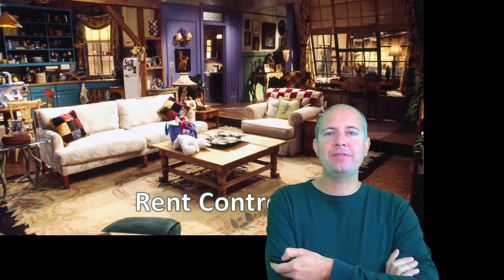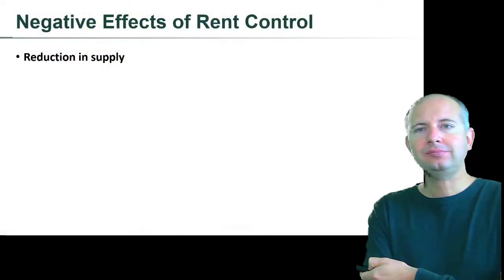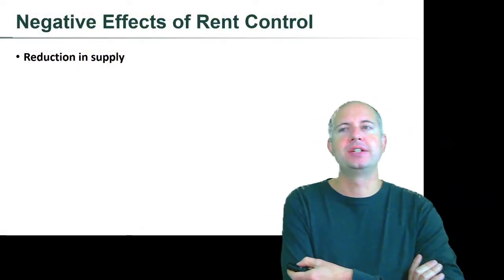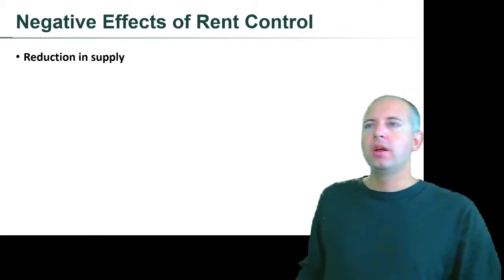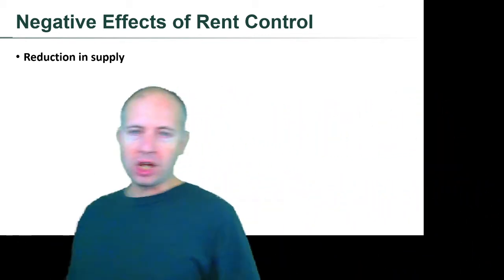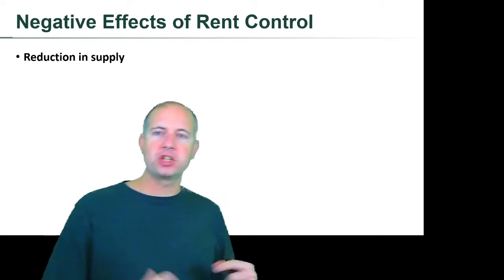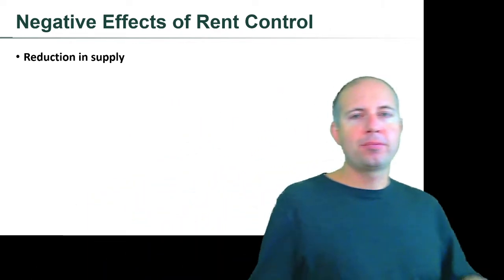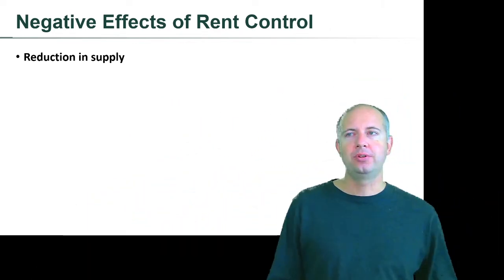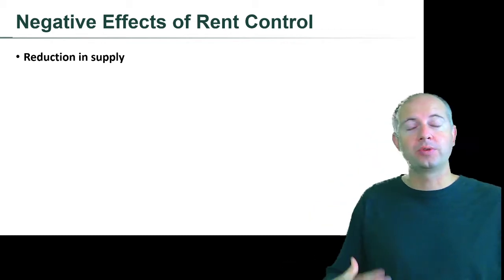So what are the negative effects of rent control? First thing we have is a reduction in supply. What that means is we just talked about how we'll see a reduction in quantity supplied if there's a price ceiling on oil, as an example. Well, we also see this occurring with rent control.